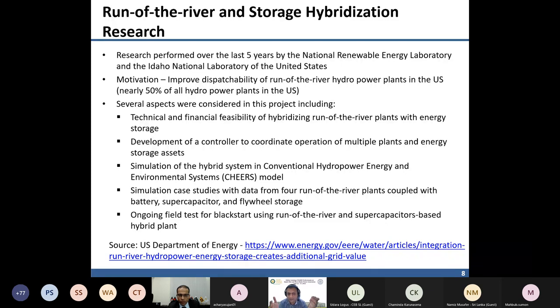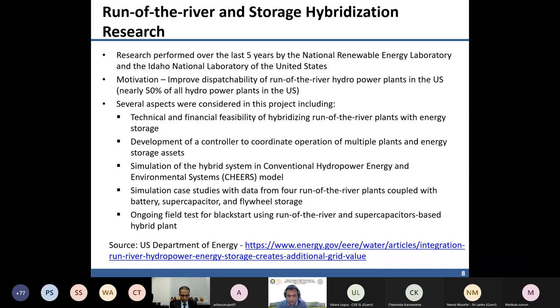Once that controller was developed, then they also modeled this entire operation in the CHEERS model from the Argonne National Laboratory, again in the United States. This model essentially helps you schedule your hydropower plant for operation with the grid. So they had to modify it and incorporate the features to include energy storage as well.